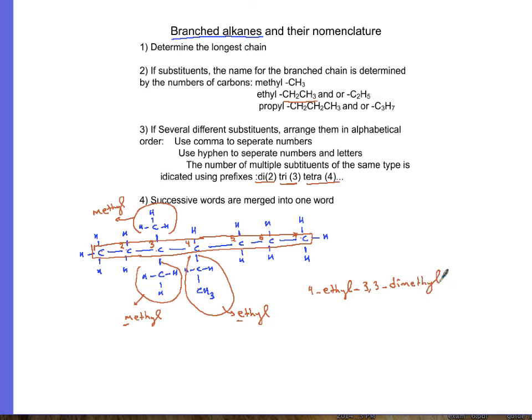Now we are going to continue. There is no spacing, so successive words are merged into one. Now finally I'm going to give you the backbone, which was 7-member, and if you remember from the slide before, that's hept, and it's -ane because they are all saturated, single bond. So 4-ethyl-3,3-dimethylheptane. I will give you more examples, but let's just bring this to a close for the time being.